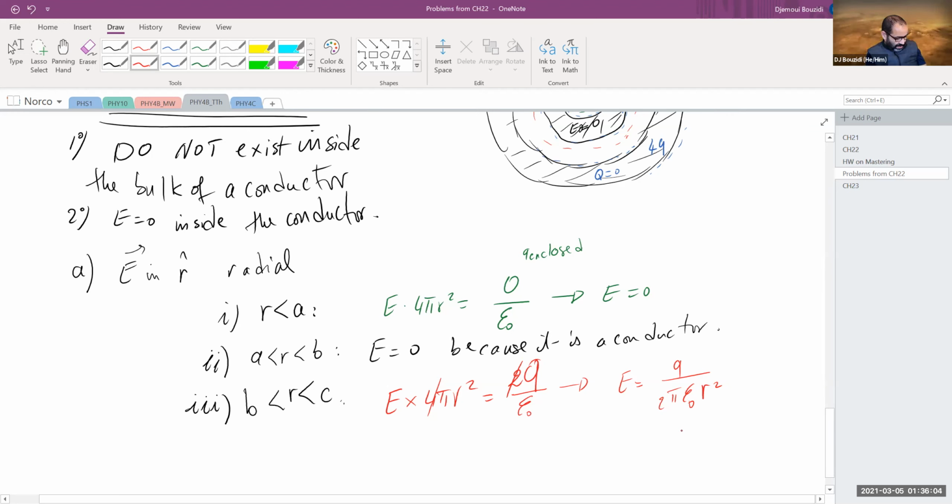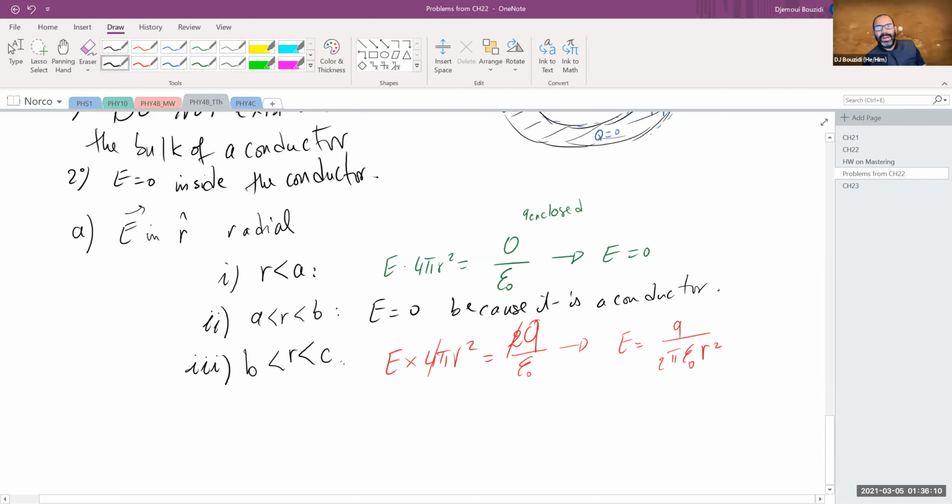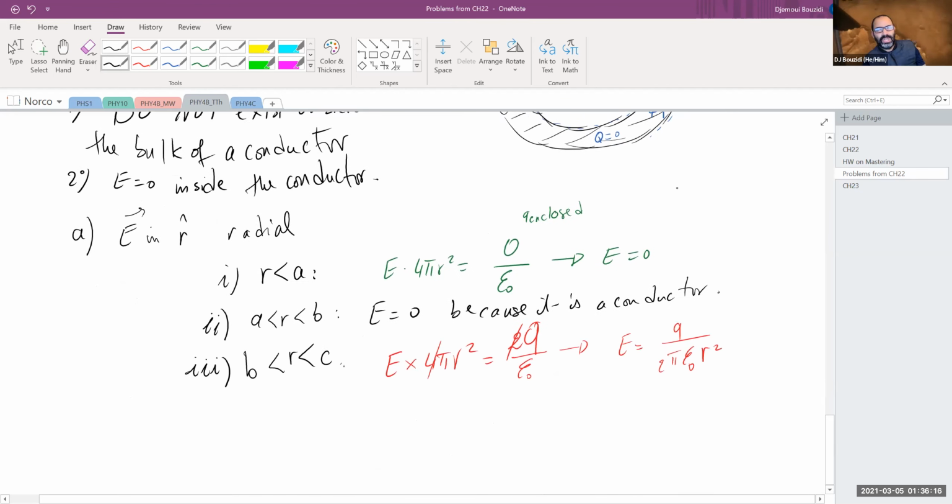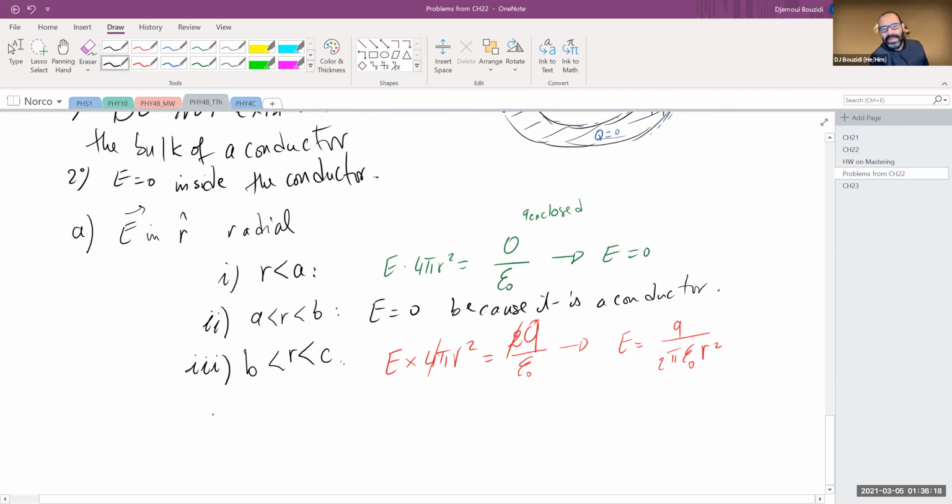IV, the fourth one. When R is more than C but less than D. Do we even have to do this? Do we know the answer to that? When R is more than C but less than D, we are inside the second shell now, the second conducting shell. We know the electric field in there is.